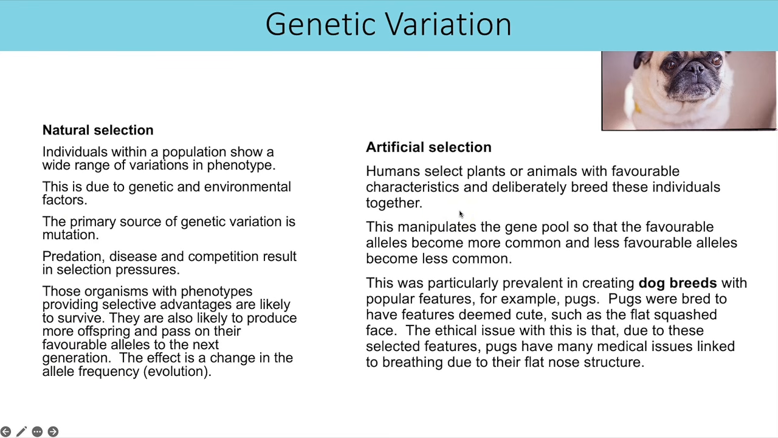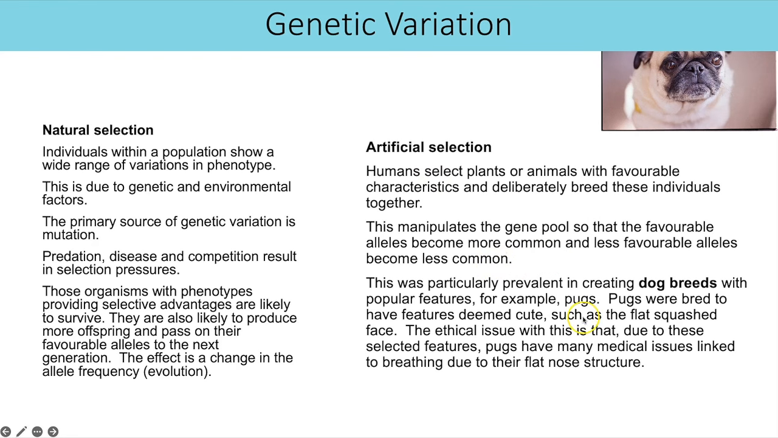Artificial selection is when humans are selecting which plants or which animals are going to breed together. So humans are selecting what they deem to be the favourable characteristics rather than it being naturally selected by the natural selection pressures. And this manipulates the gene pool so that favourable alleles become more common and less favourable alleles become less common. Now, this was particularly prevalent in creating dog breeds with particular features such as pugs, which we can see up here, where humans selectively bred dogs that would have what was deemed to be really cute features, like squashed up flat faces.